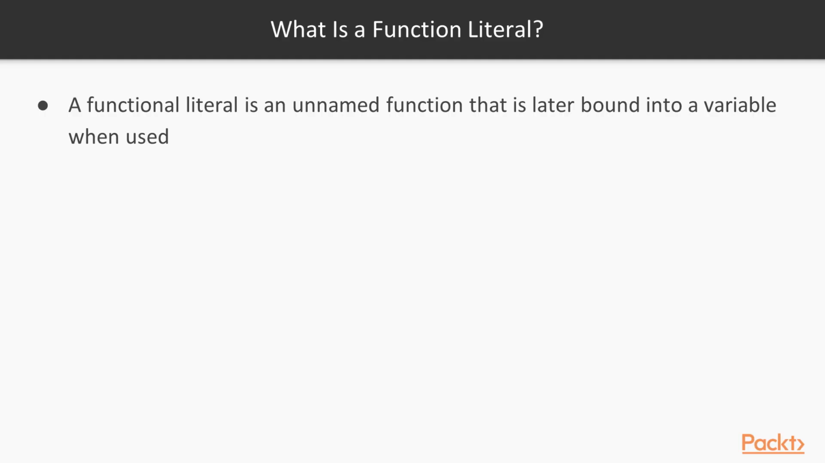So, what is a function literal? In itself, a function literal is just an unnamed function, which we are later going to call anonymous functions, which we may bind to a variable and use whenever possible inside another function. We can also declare and self-invoke anonymous functions at the same time.